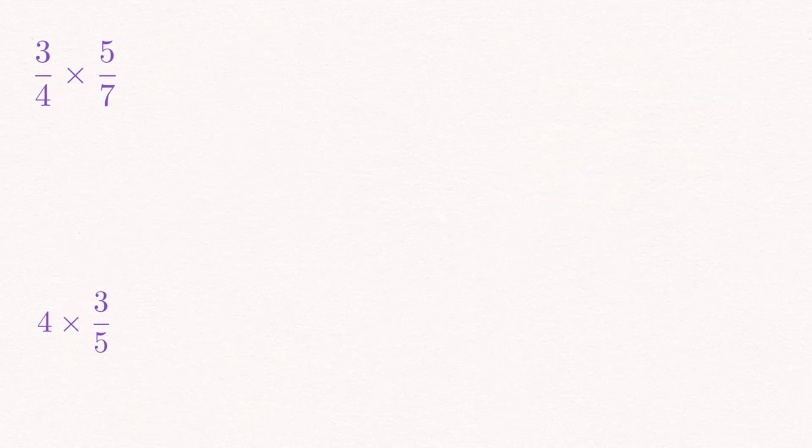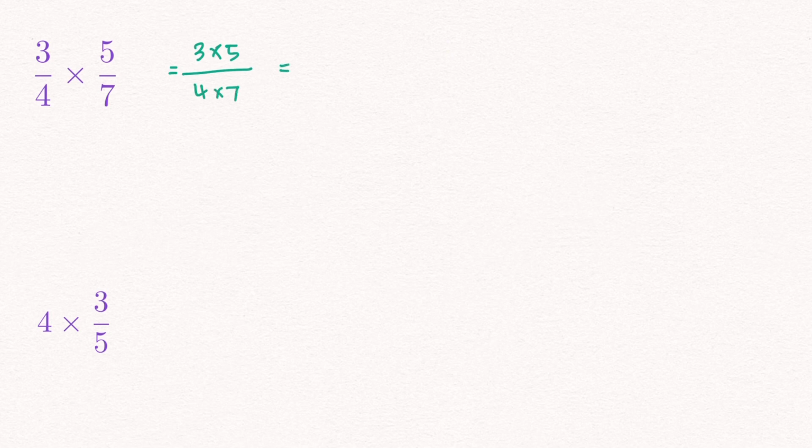In this example, we have 3 over 4 or 3/4 times 5 over 7. So once again, times the numerators together and times the denominators together. So we would write 3 times 5 over 4 times 7 and then work it out. 3 times 5 is equal to 15 and 4 times 7 is equal to 28.